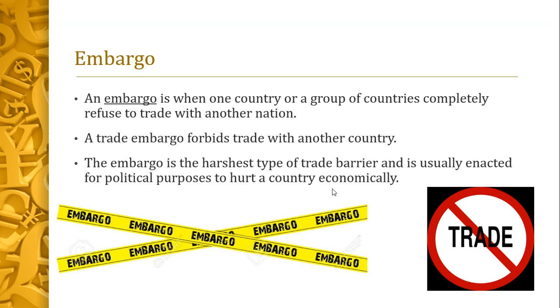Currently, as we stand, there's a lot of restrictions in place, but you still can legally travel to Cuba as an American. But all of that happened to put in place trade barriers between the United States and Cuba back during the Cold War and the Cuban Missile Crisis. A trade embargo is something that forbids trade with another country. An embargo is the harshest type of trade barrier and is usually enacted for political purposes to hurt a country economically.